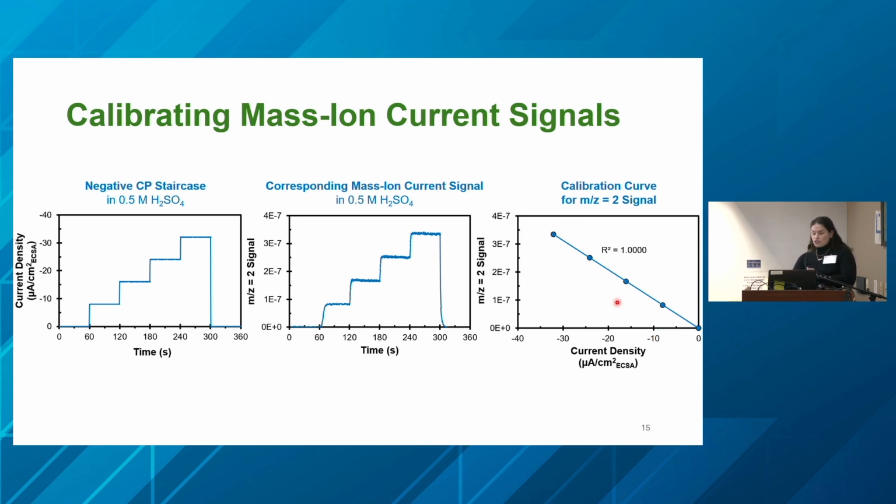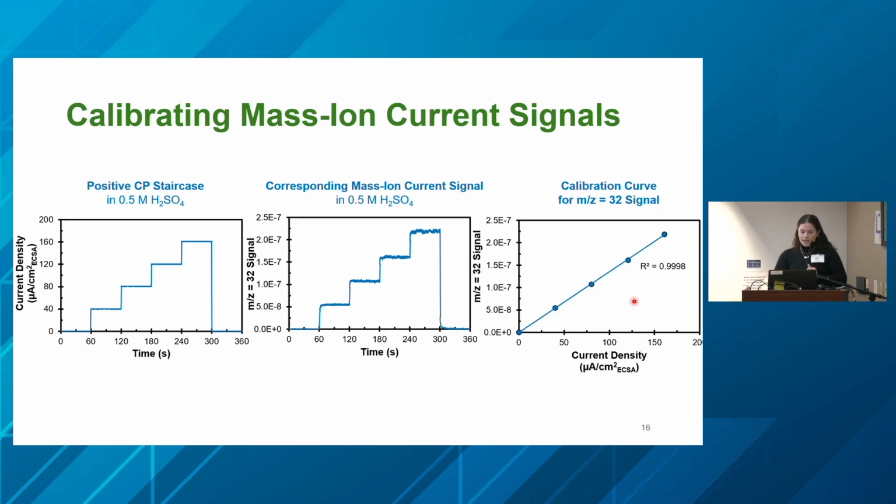And then this calibration slope is used when you actually are monitoring an M/Z 2 signal. You normalize that signal by your calibration slope in order to convert your mass ion current to partial current density. And the same procedure was done for oxygen. So now we're just applying a positive current to our catalyst, and the only product that's being produced in this environment is oxygen, and therefore we can again create this calibration slope in order to obtain partial current densities for oxygen production.